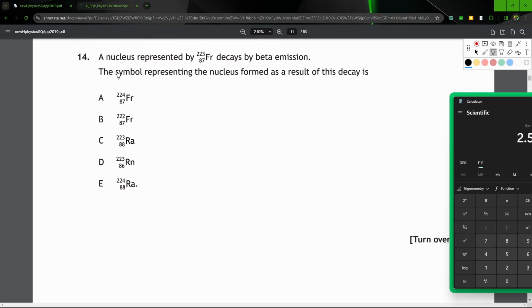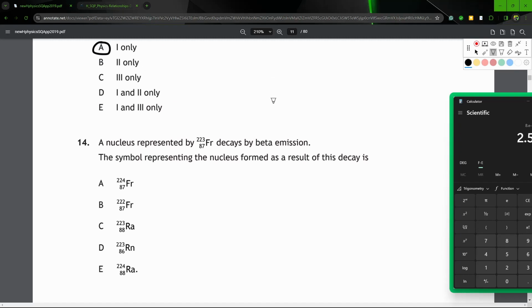Okay, moving on to 14. A nucleus is represented by francium-87 and decays by beta emission. So that means when you say beta, the atomic mass remains the same. Well, technically, it's slightly less, but it doesn't matter. When you go beta, you have a neutron, and it decays into a proton and an electron, neutrinos and whatnot. So that means that you gain an atomic number, because atomic number is the measure of how many protons are in the nucleus.